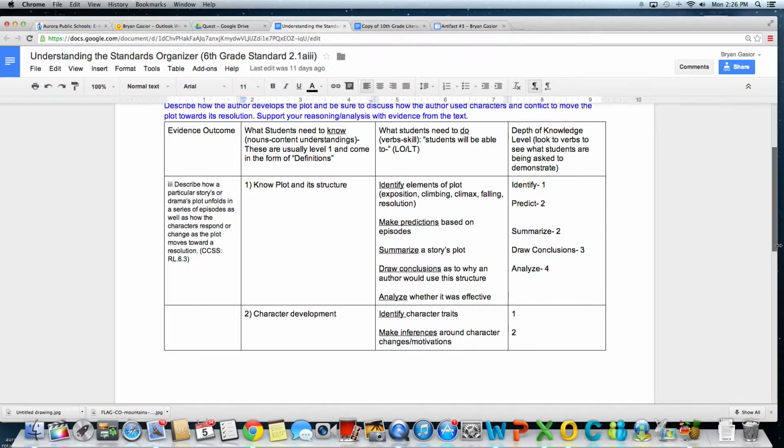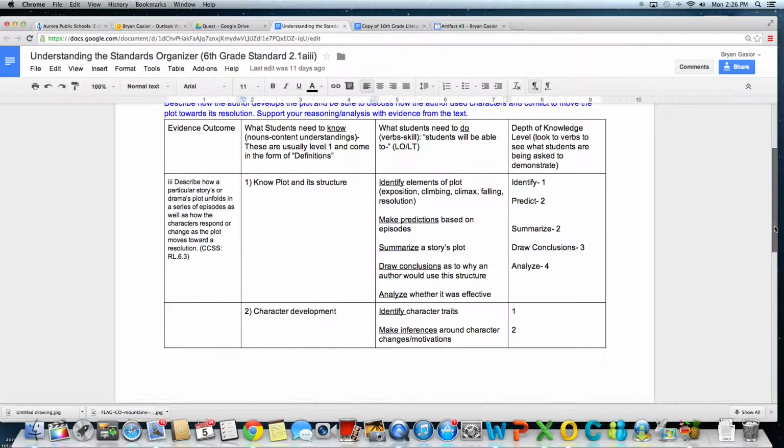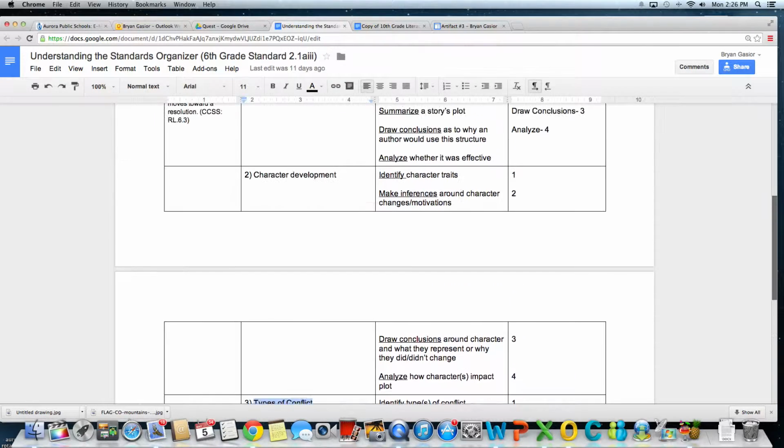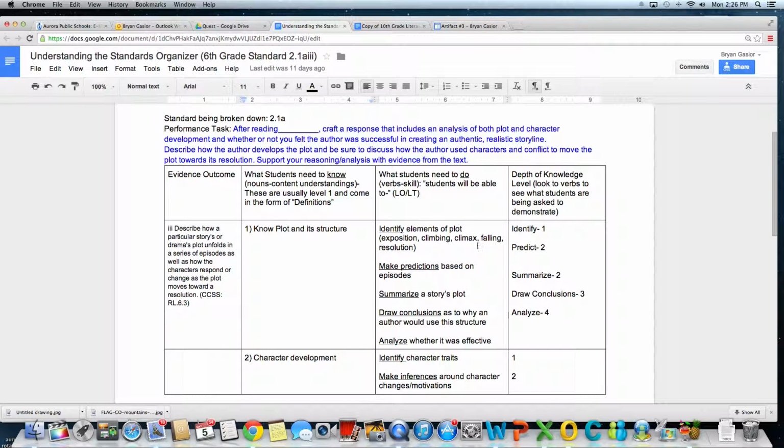So for this evidence outcome, we had three areas of knowledge that students need to know: plot and its structure, character development, and the types of conflict within the story. Now, the skill part, this is what things we ask students to do. And we moved along, all right, from knowing plot and its structure, these two boxes are connected. They need to be able to, the basic level is identify elements of a plot.